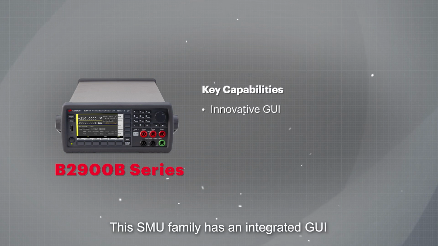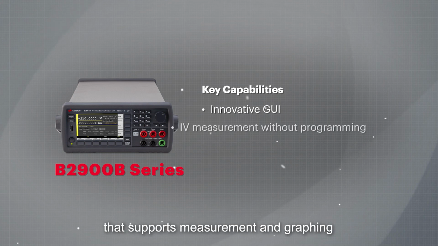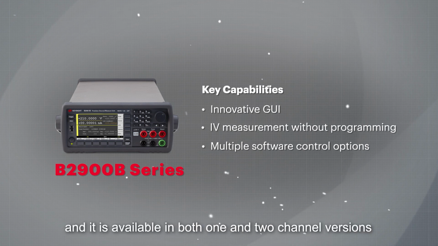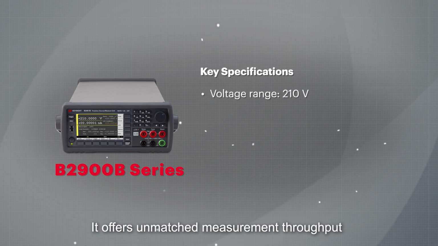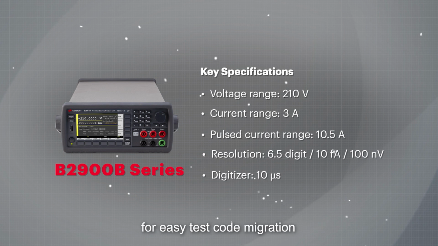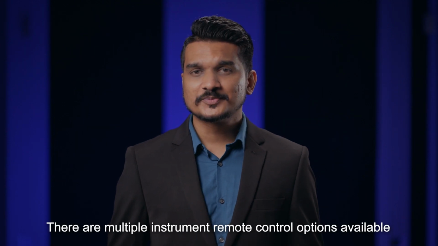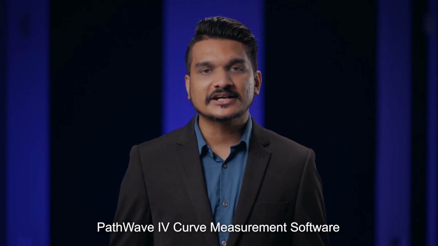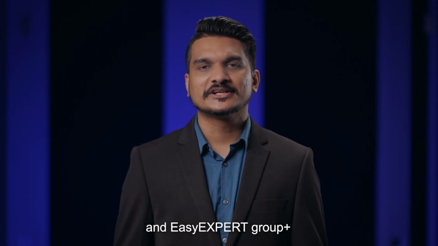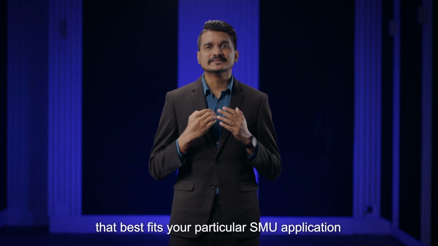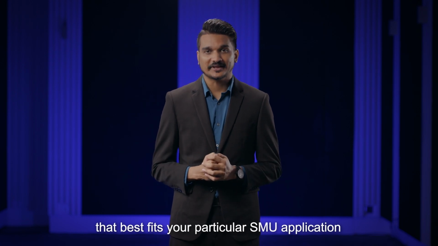This SMU family has an integrated graphical user interface that supports measurement and graphing right from the front panel, and it is available in both 1 and 2 channel versions. It offers unmatched measurement throughput and supports the conventional SMU SCPI command set for easy test code migration. There are multiple instrument remote control options available, such as PathWave BenchVue, B2900B Graphical Web Interface, PathWave IV Curve Measurement Software, and Easy Expert Group Plus. This multiple software control option allows you to choose the solution that best fits your particular SMU application.